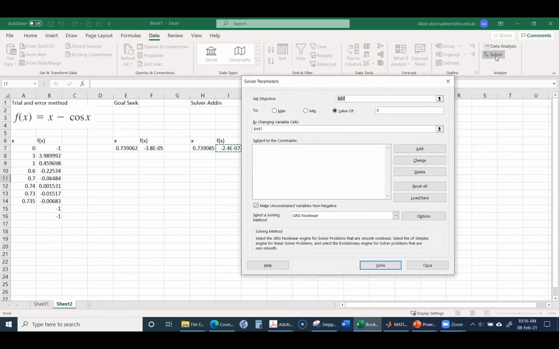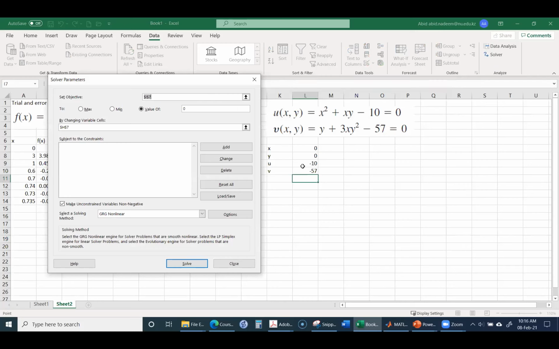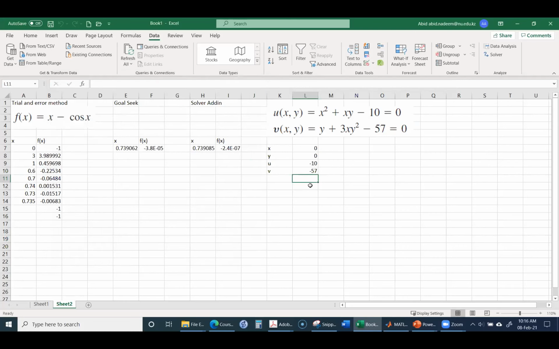In the Solver add-in, we see that the values of u and v are related to the objective only. But there is a restriction that we can only set one objective. Here we have two objectives, u and v, so we cannot set two objectives in this solver. Therefore, we will make an adjustment.